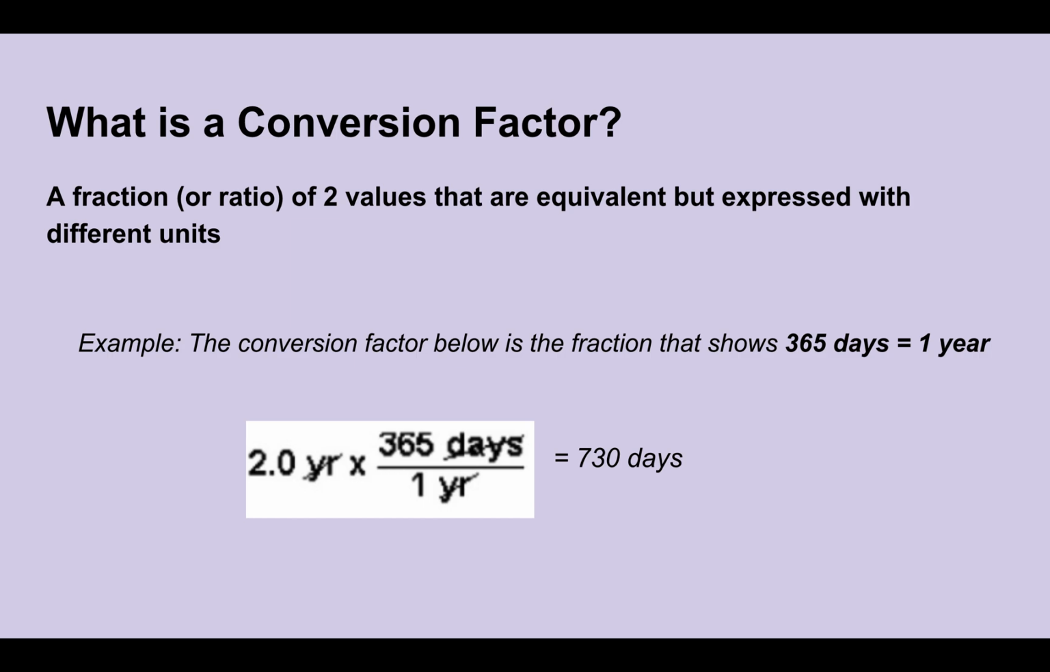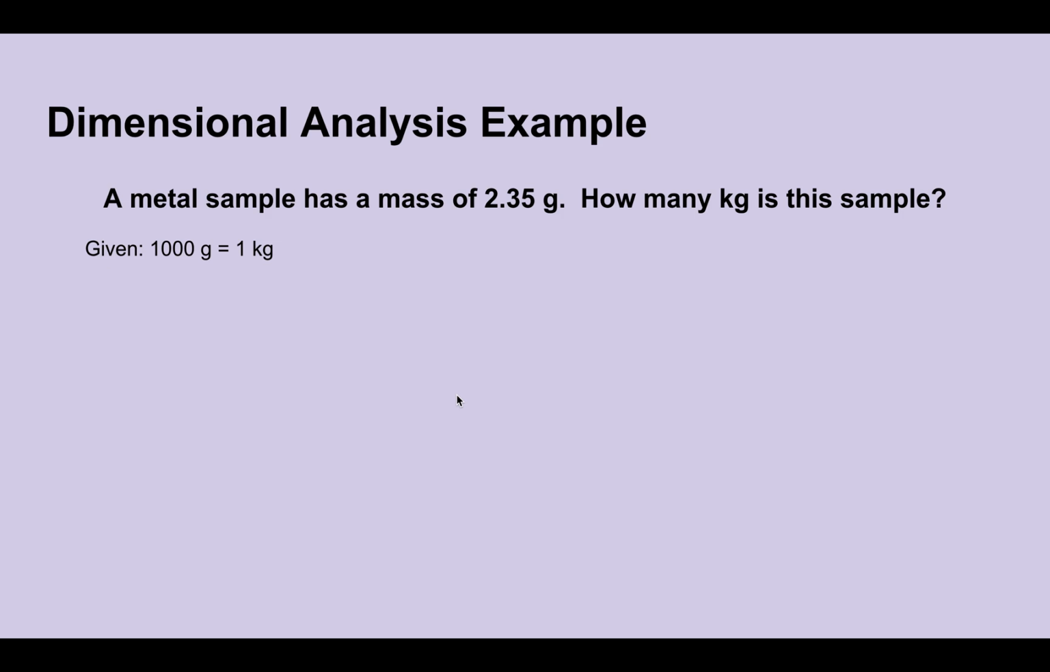So in this case, the 365 days being equal to 1 year is what makes this second part of the calculation our conversion factor. The purpose of a conversion factor is to help us convert a number with one set of units into a different set of units. So in this case, the conversion factor of 365 days to 1 year helped us to convert 2 years into 730 days.